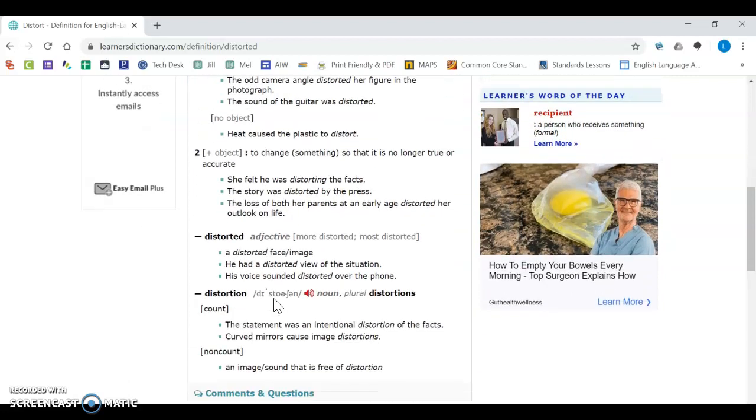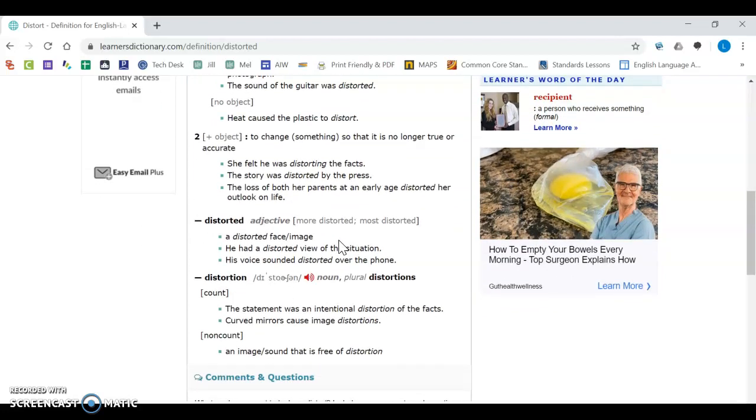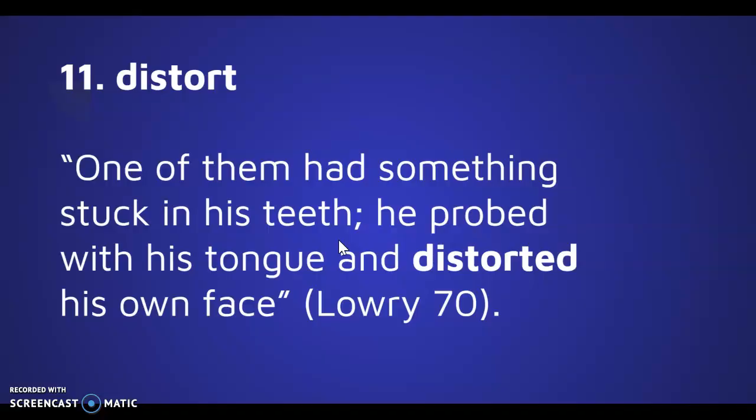Now, if we look down here in the dictionary, we see that distorted could be used as an adjective. So someone could have a distorted face or image or distorted view of the situation. The distorted view refers to that second definition. His voice sounded distorted over the phone. It didn't sound normal. So we can use distorted as an adjective, but if we look back in our sentence, it says he probed with his tongue and distorted his own face. So that's an action. He changed his face from what it normally looked like.